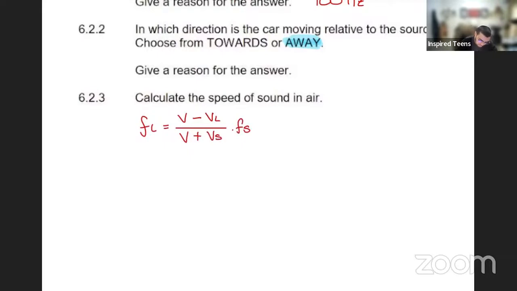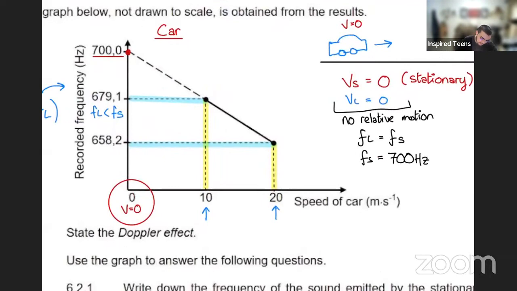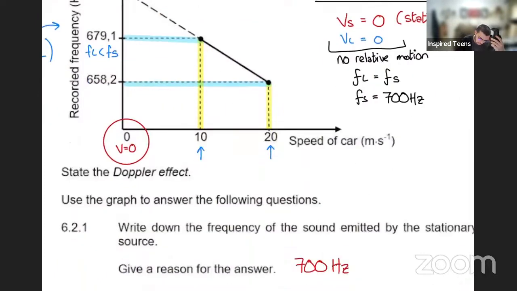And now we just substitute. By the way, we can use either this or that, it's fine. When the car was traveling at 10, just make sure to use the correct frequency detected, or when the car was moving at 20, use the correct frequency detected. So let's use 10. When it was 10, the frequency detected by the listener is 679,1.